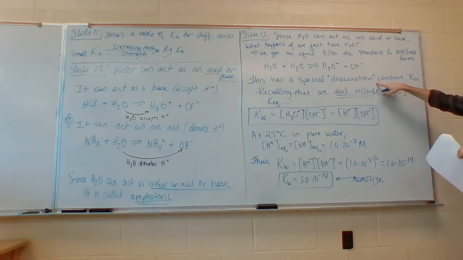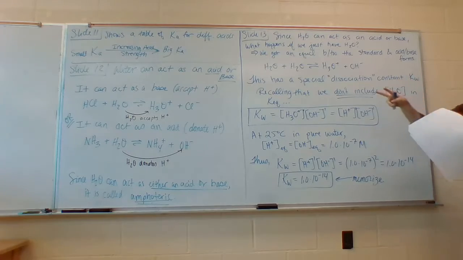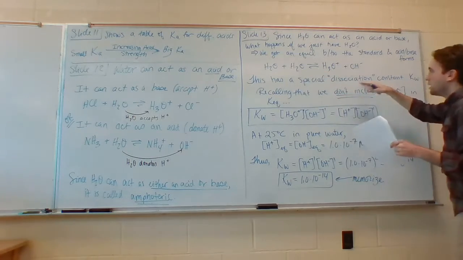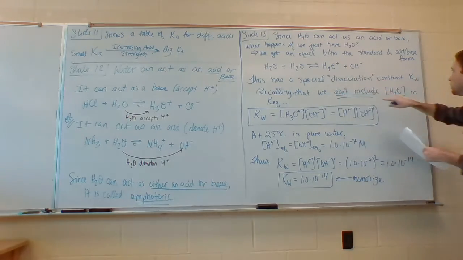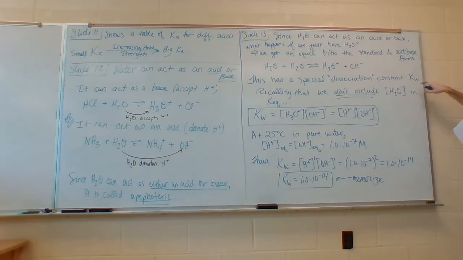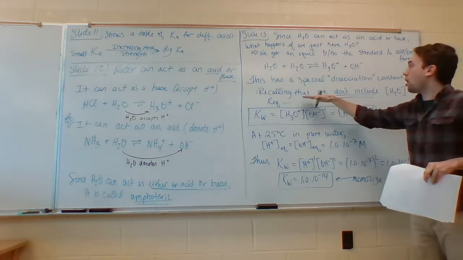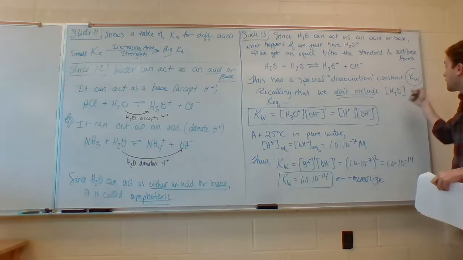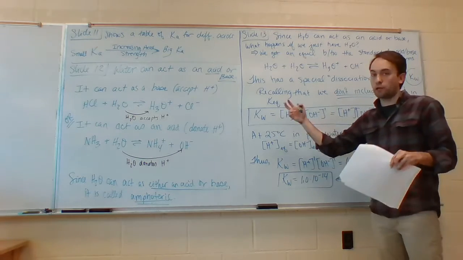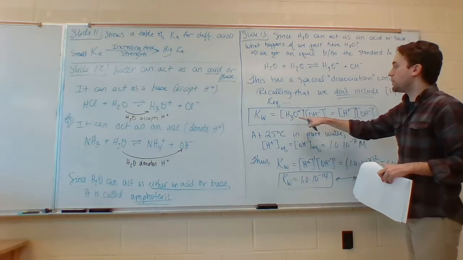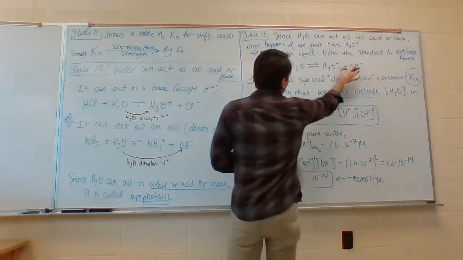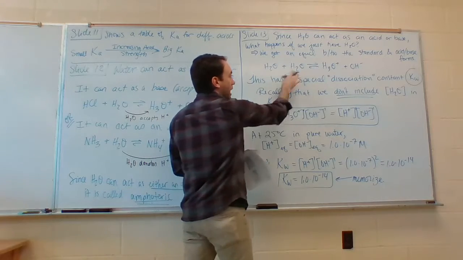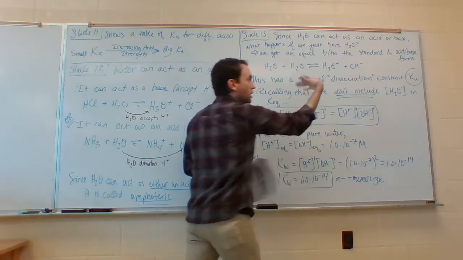And so we end up with a special dissociation constant. Water's not really, I mean, it sort of is dissociating, but it's forming this equilibrium. So it gets a special dissociation constant, which we call Kw, okay? Now, recalling that we don't include the concentration of H2O in our equilibrium constants, our Kw, our water dissociation constant, is going to be our products over our reactants, but since our reactants are both water, we're just going to have our products over 1.